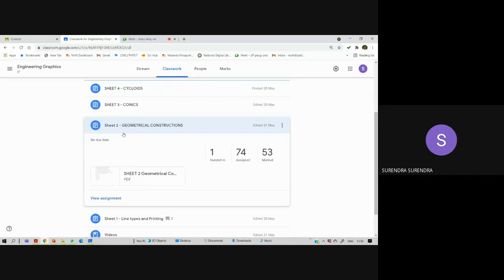So my suggestion is, if possible, use drafter and drawing sheets. But I'm not insisting. If it is not possible to purchase a drafter in these pandemic situations, and I think some of you are in rural areas, draw it at least on an A4 sheet. Complete all these figures and submit it by Tuesday. My suggestion is, if possible, go by drafter and drawing sheets only.